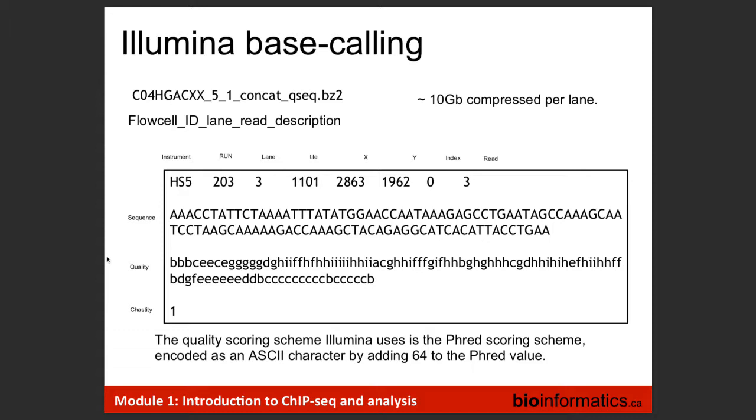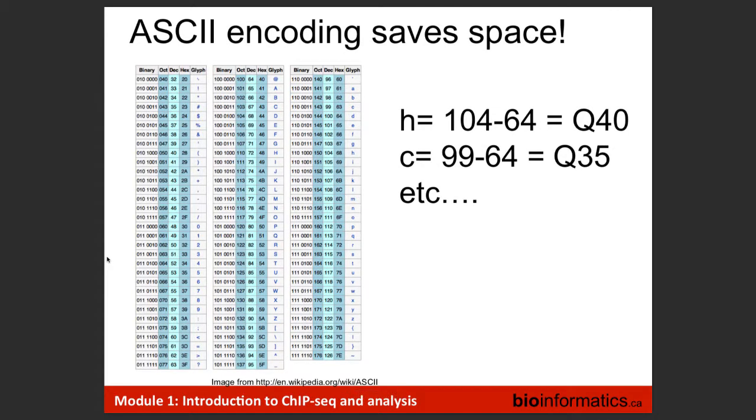Now, the information up here is the information that I've been going on about, which is how we name this read. So we have the instrument, the run number, the lane, in this case the third lane, the tile, 1,101, and then the X and the Y coordinate. This is the information that's concatenated together to uniquely identify the read, as you'll see as we go through the lectures.